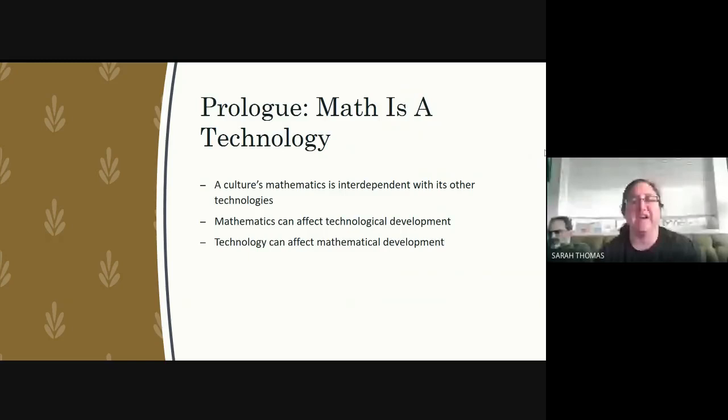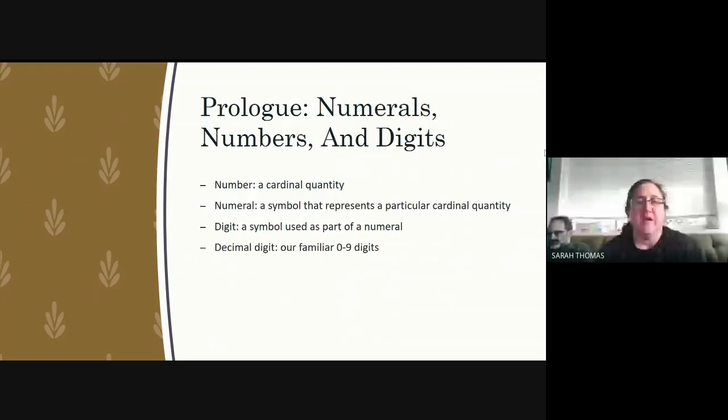Just to get some terms straight that we're going to be using: when we talk about a number, that's a quantity. So 2 is a number. A numeral is a symbol that represents that particular cardinal quantity. If you draw the little squiggle that people understand as the number 2, that's called a numeral. It's not the number 2. There's no two-ness about it. If you wrote 2 tally marks, that would also signify the number 2, or it might signify the number 11, depending on how you're encoding numerals.